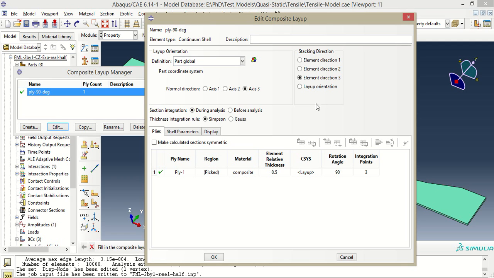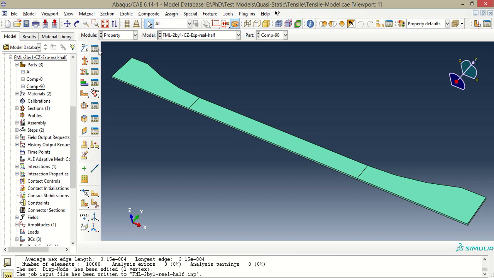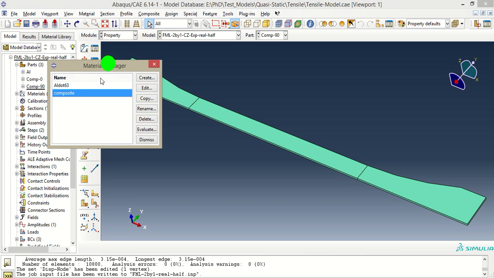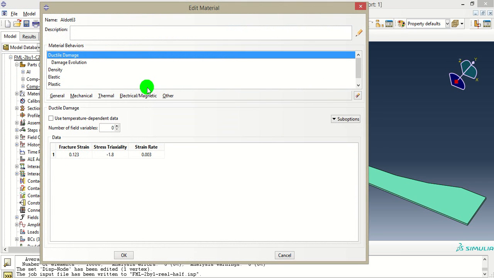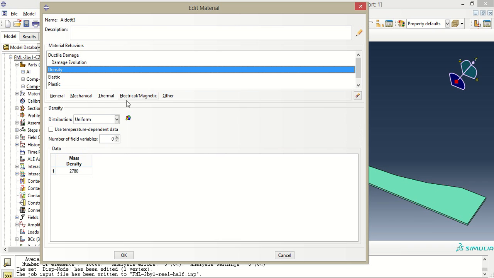But with the help of this composite layup module, this can be done automatically. Okay, now let's come to the properties. What properties do we have? We have aluminum properties. We have, first of all, density.